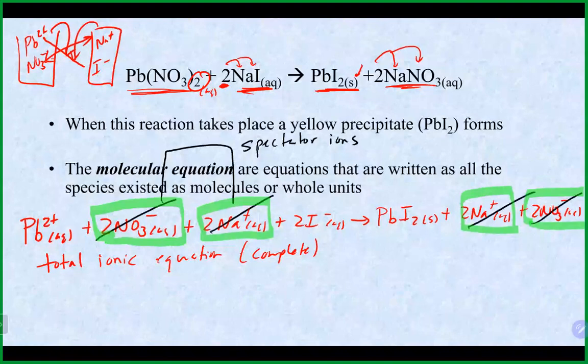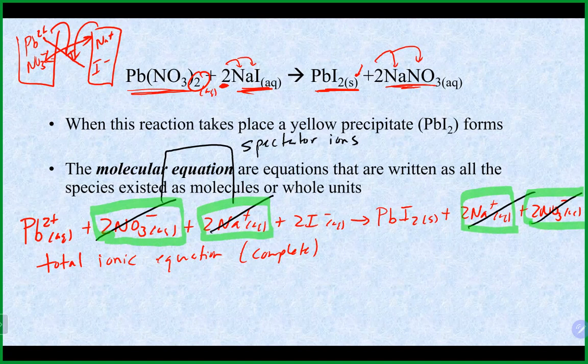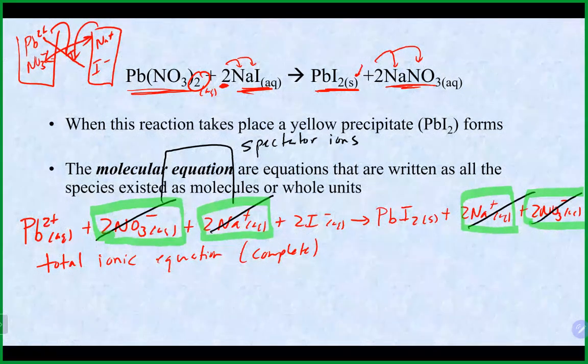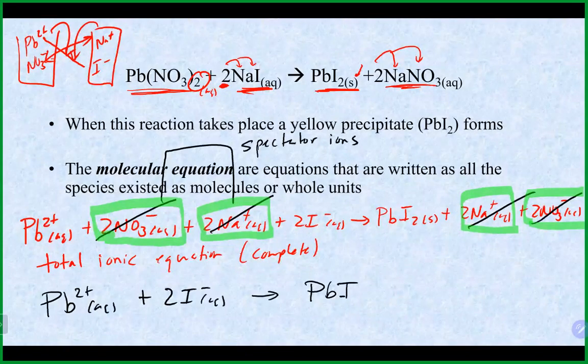And what that leaves us is the third type of equation, which is important. This equation basically tells us when we throw these two solutions together, what is really happening. And what is really happening is the lead from the lead nitrate swimming around and finding the iodide from the sodium iodide to come together to make this solid. So this is like cutting everything out, just the basic. This is actually what is occurring when you put these things together. This is what is known as the net ionic equation.